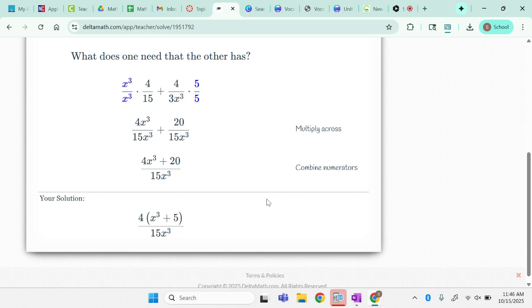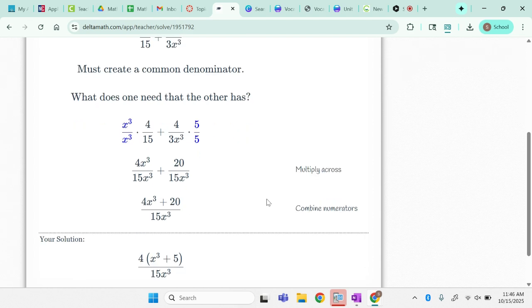Because 15x cubed is actually the least common denominator. So you wouldn't have had to simplify if you did that. So that's the same thing. Zach brought up a good point. If you look at how Delta Math did it, their common denominator was 15x cubed. That's actually the least common denominator. Like I said, you can get a common denominator by multiplying the two denominators, but it's no guarantee that it's the least. But it doesn't matter. As long as you have a common denominator, you can make it work. You just may have to do a little extra simplifying. Either way, you still get the exact same thing.